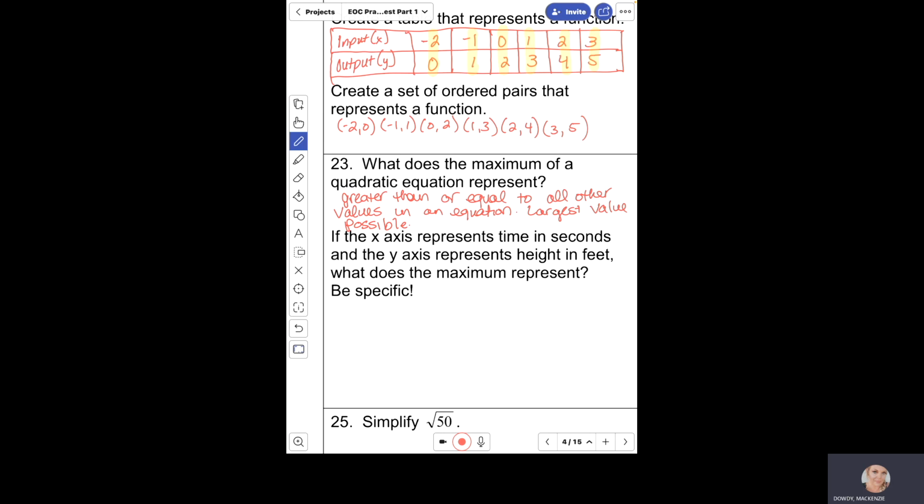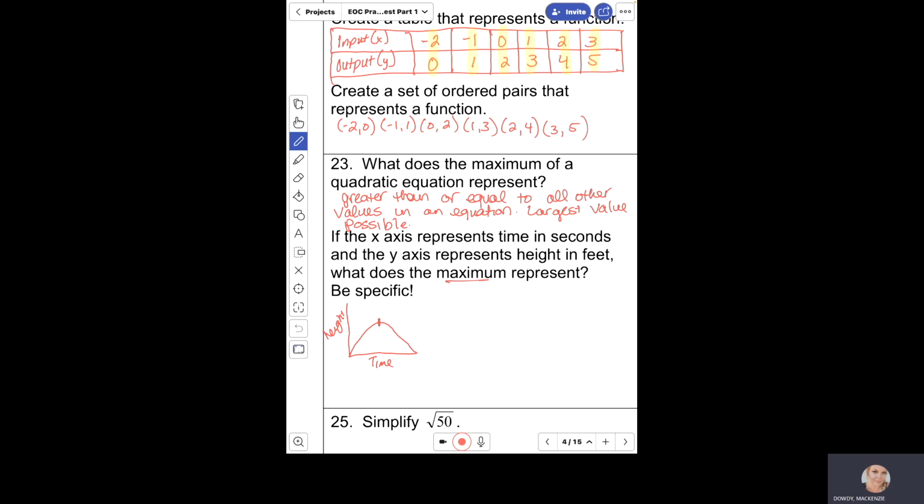If the x-axis represents time in seconds and the y-axis represents height in feet, what does the maximum represent? Be specific. So we could draw ourselves a quick little graph. It says the x-axis is time, the y-axis is height, and it's talking about a quadratic, so we would have a parabola. And it's asking, what does the maximum represent? So right here, what does that represent?